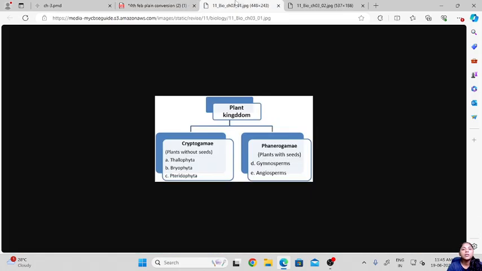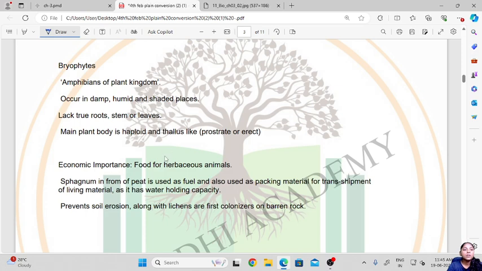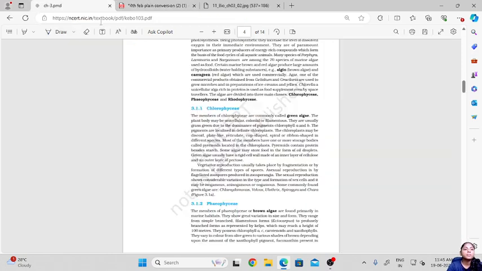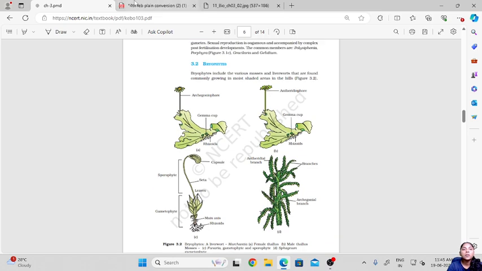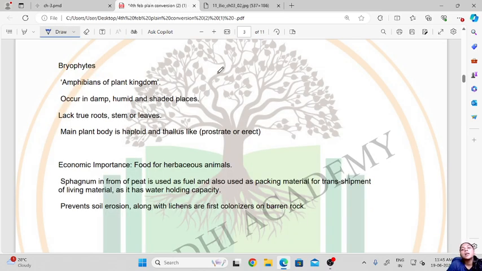Then the next one is bryophytes. So bryophytes are known as the amphibians of the plant kingdom, since they can survive both in water as well as in moist terrestrial habitats. So they occur in damp, humid and shaded places. They lack roots, stem and leaves. So in these also the body is not differentiated into root, stem and leaves.